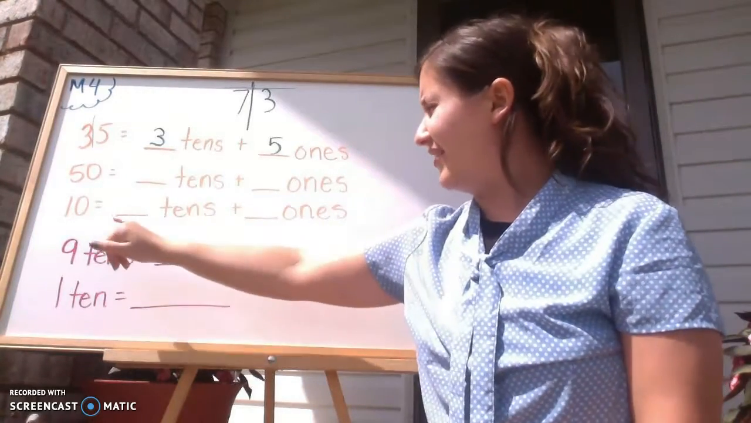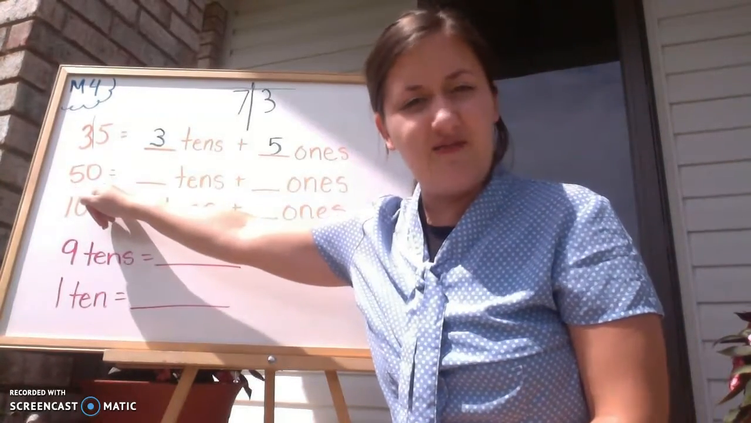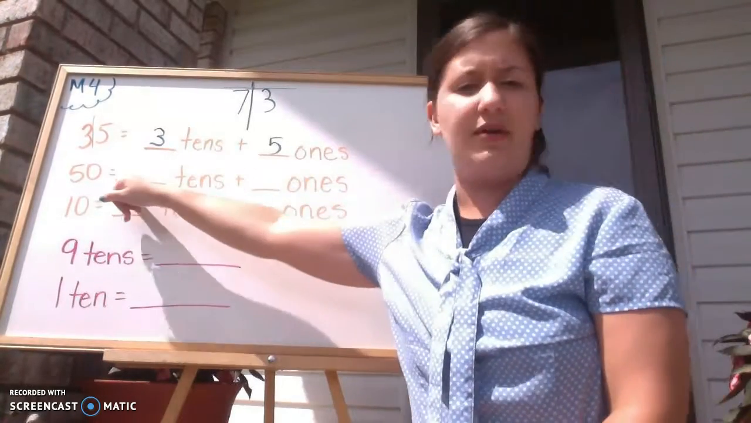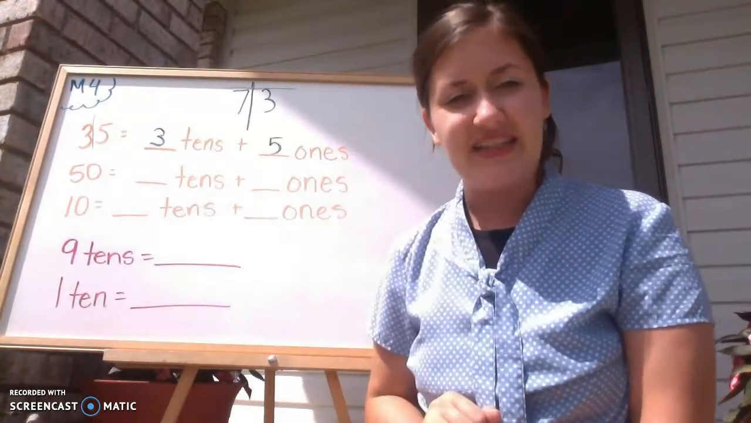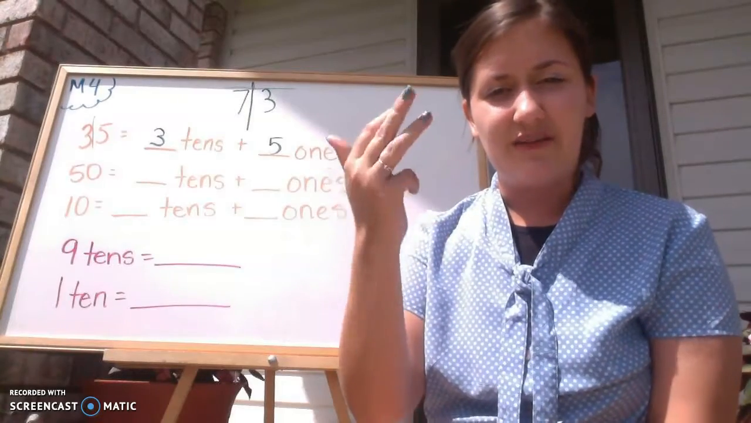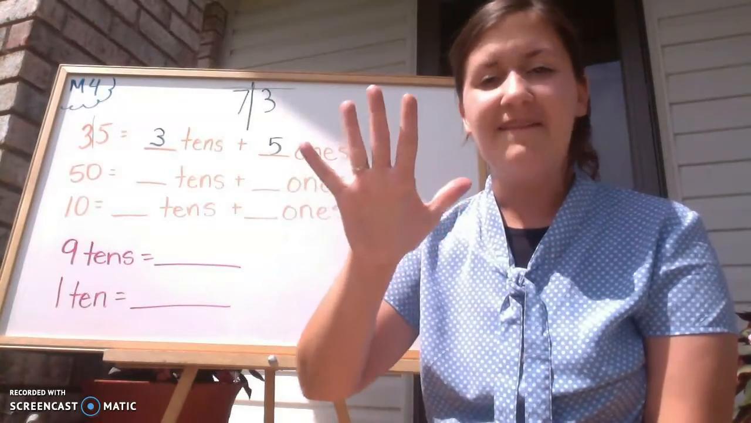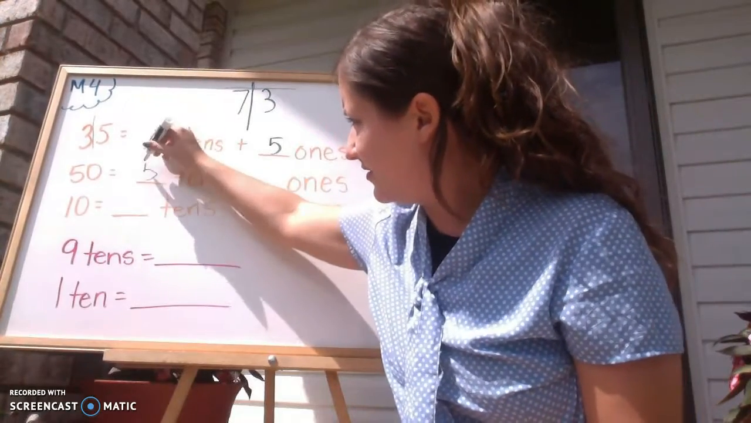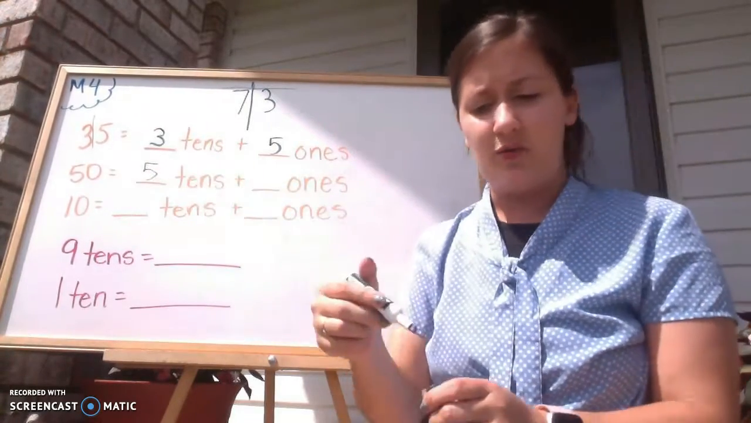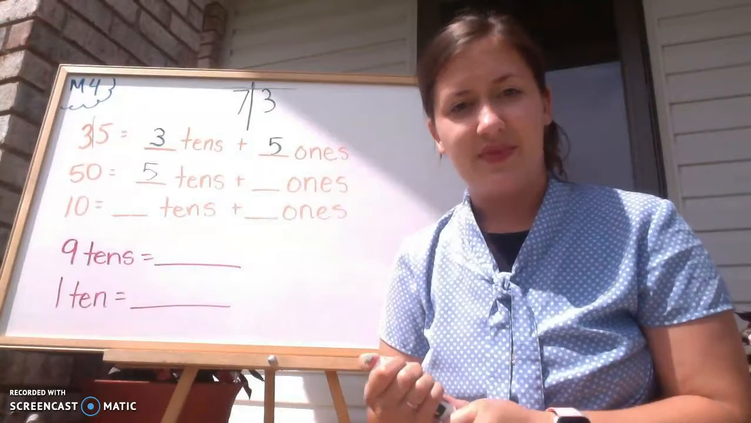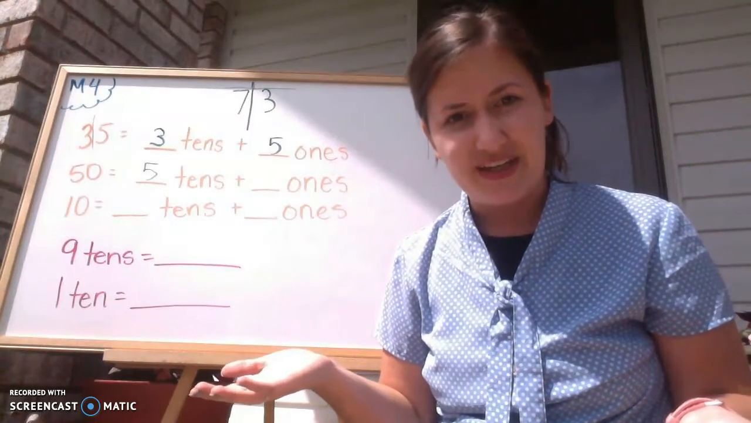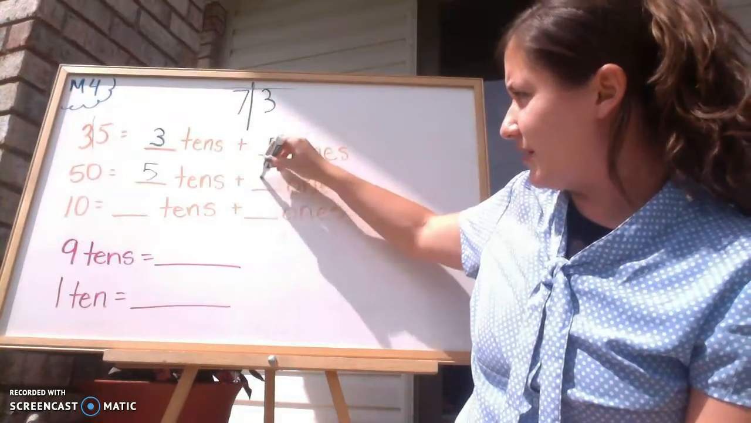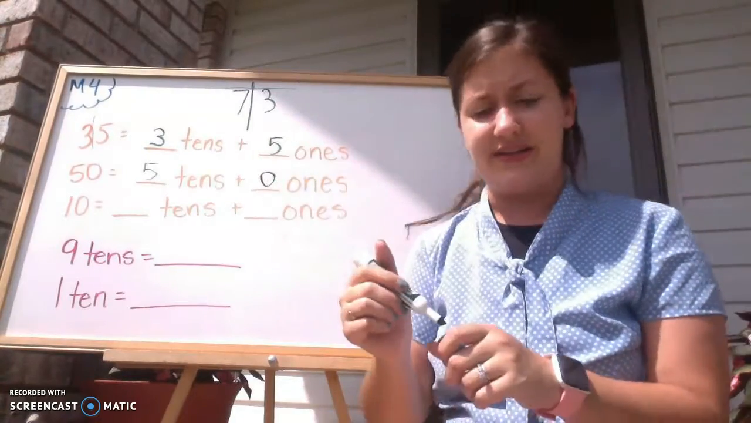Let's look at our next problem together. Our number is 50. So how many tens and how many ones are in the number 50? Let's count by tens. 10, 20, 30, 40, 50. How many tens? 5 tens. So let's write it down. How many ones? There would not be any ones, right? Because it's 50. There's 0 ones. So we would need to put a 0 for our ones.